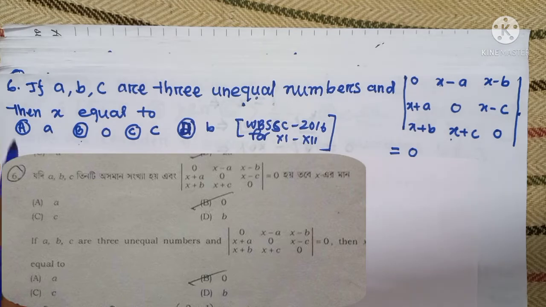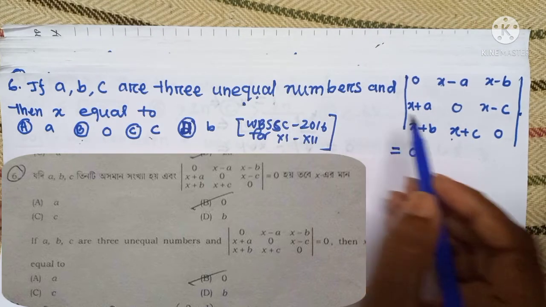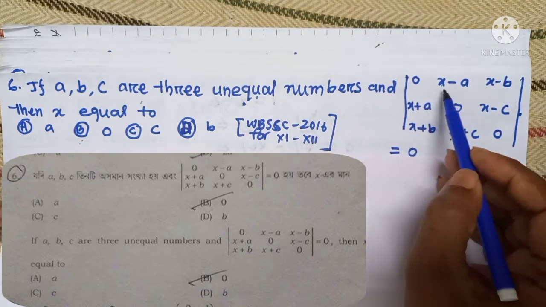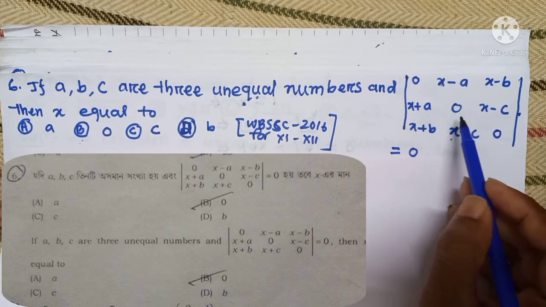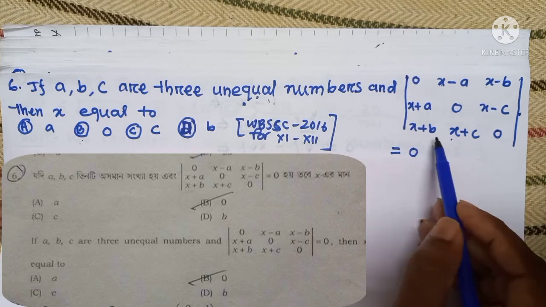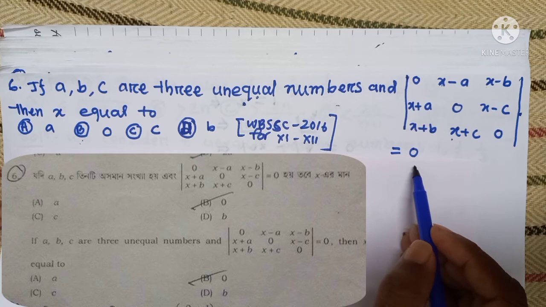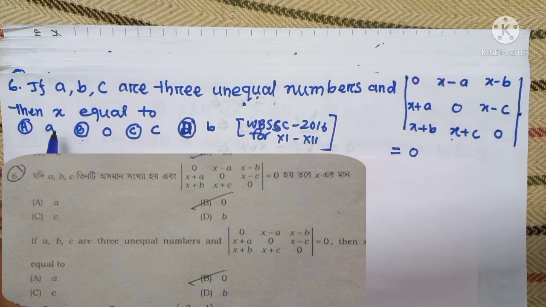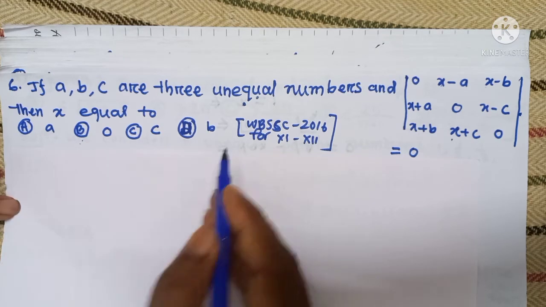Question number 6. If a, b, c are three unequal numbers and the determinant with rows 0, x minus a, x minus b; x plus a, 0, x minus c; x plus b, x plus c, 0 equals 0, then x is equal to? Option A, option B 0, option C, option D. Solution.